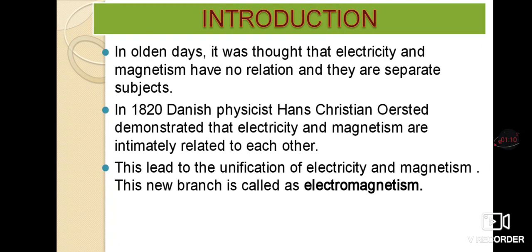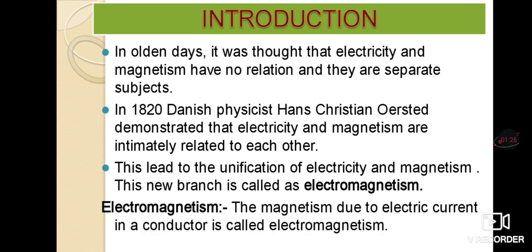Already in first PUC you have studied that unification is nothing but combining subjects which are related. So this led to the unification of electricity as well as magnetism, and this new branch is called electromagnetism. Electromagnetism is the magnetism which is due to the electric current in a conductor.